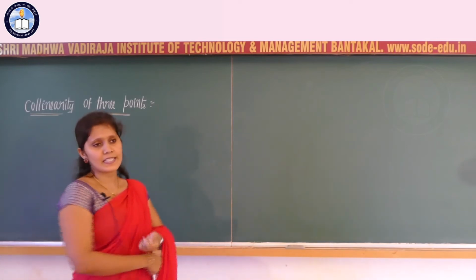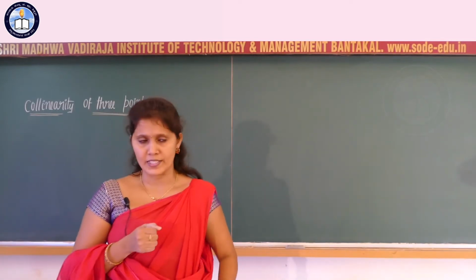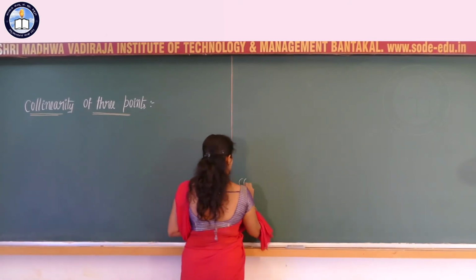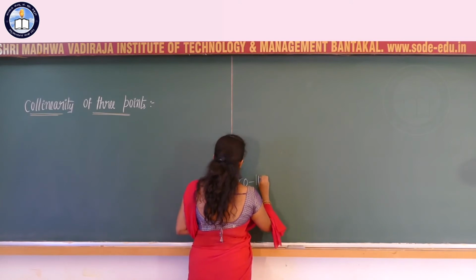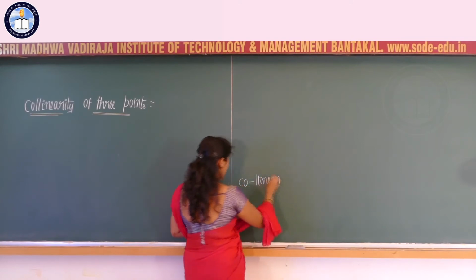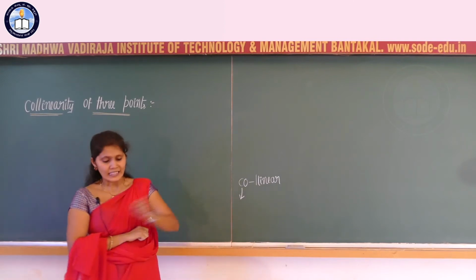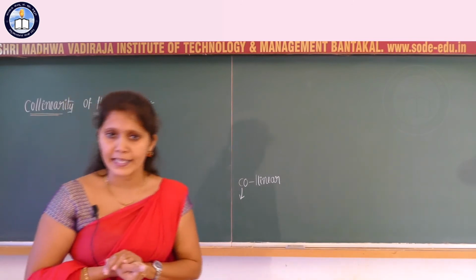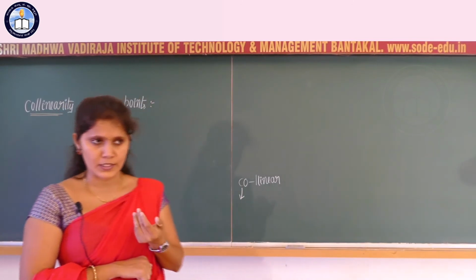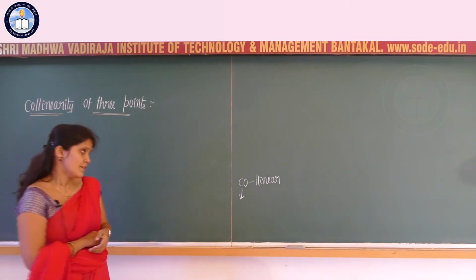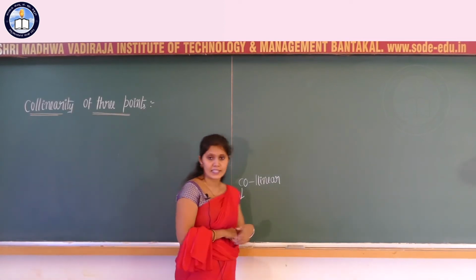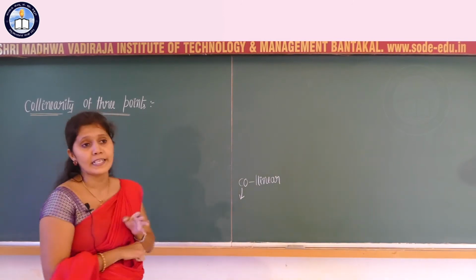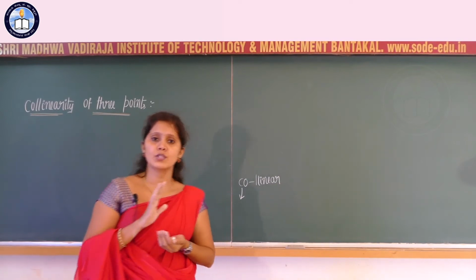As the next concept, let us consider collinearity of 3 points. What is meant by points being collinear? Collinear: co implies same, and linear means along a line. The points which lie along the same line are said to be collinear points. Two or more points lying along the same line are considered collinear points. Here we are going to consider the definition of collinearity of points with respect to the definition of slope.